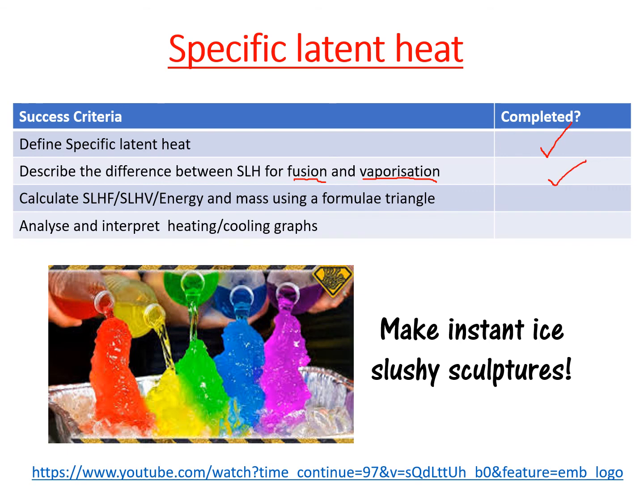You should now be able to use the formula triangle to calculate the energy, the mass, and the specific latent heat for vaporization or fusion, which we have done, and we have done some questions on that. And lastly, you should be able to analyze and interpret heating and cooling graphs, which we just did on the previous two slides. So hopefully you feel like you've actually achieved quite a lot this lesson.